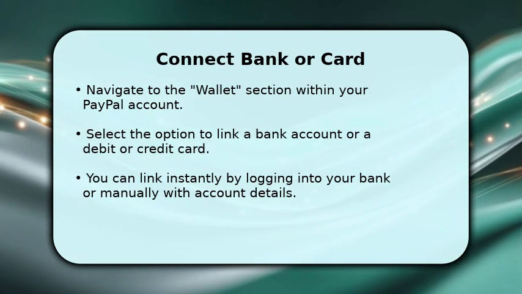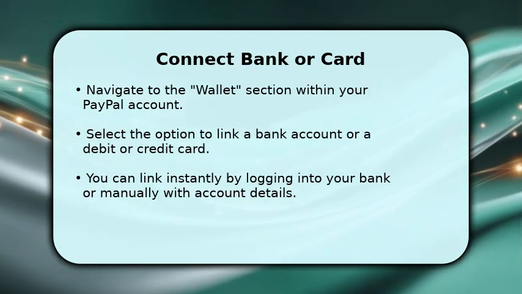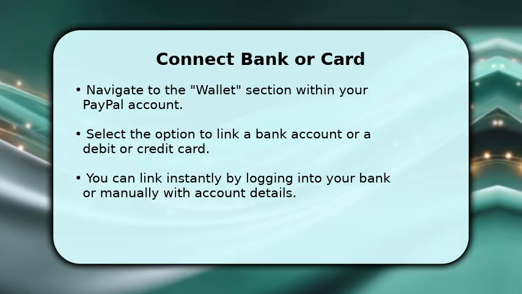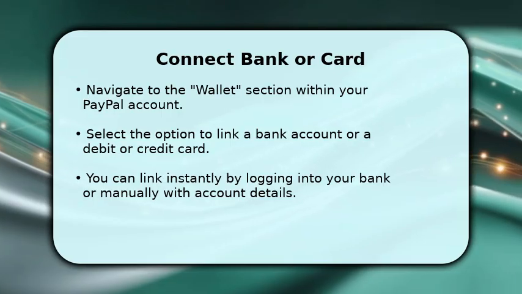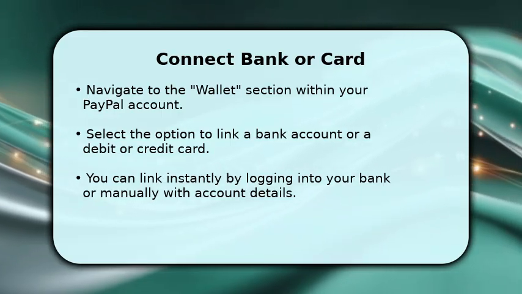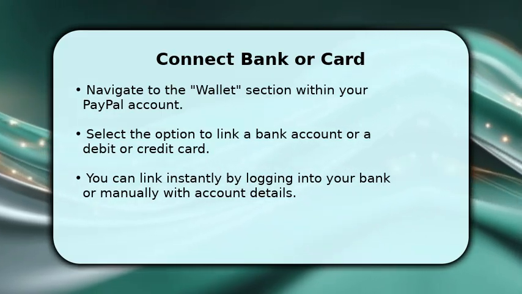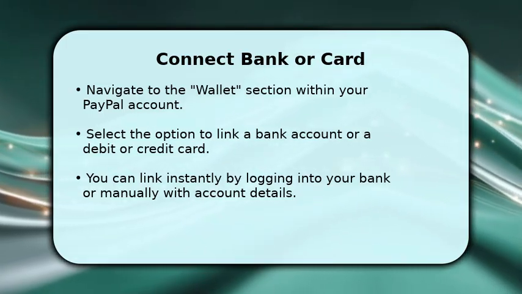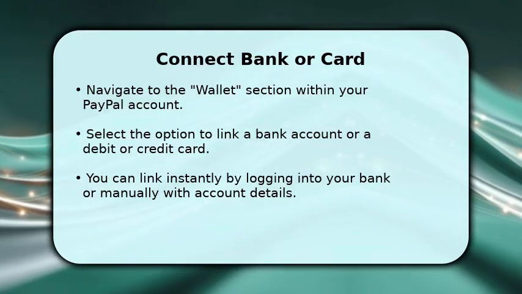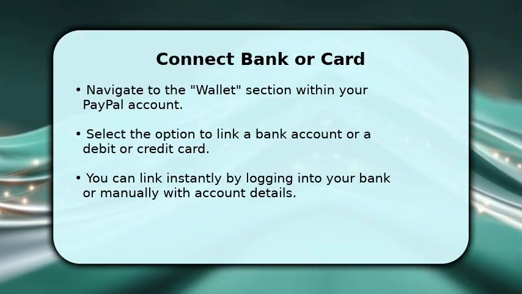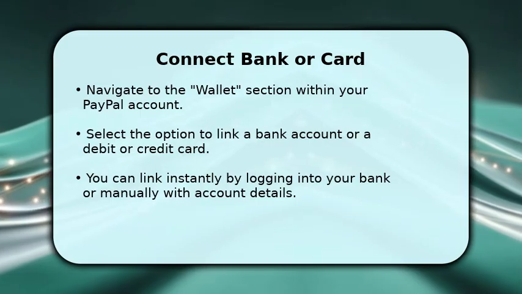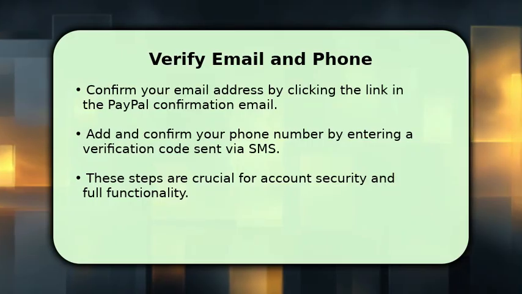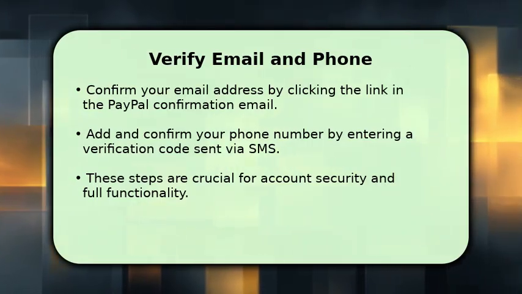Now let's connect a funding source. Go to the Wallet section in your PayPal account. Here, you will find options to link either a bank account or a debit or credit card. You can often link your bank instantly by logging in with your online banking credentials. Alternatively, you can link manually. PayPal will send two small deposits, typically between 1 cent and 99 cents, to your bank account for you to confirm.